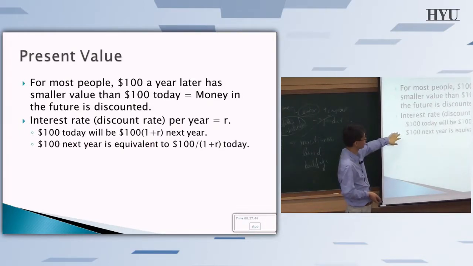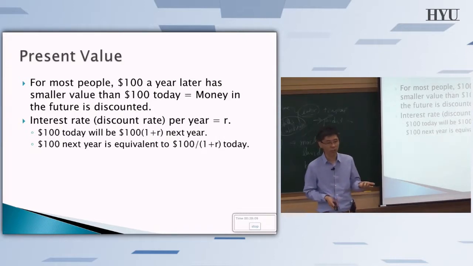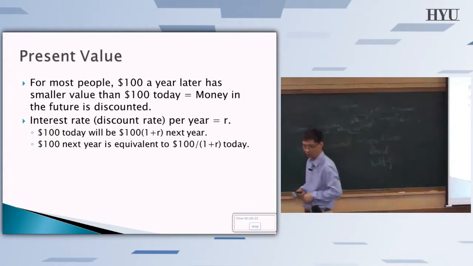So we can just flip it, and we can say that $100 next year is equivalent to $100 divided by 1 plus R, right? Because if you put $100 divided by 1 plus R into bank, and then 1 year later you will get exactly $100 after adding your interest. Okay? So if it's 5%, so $100 divided by 1.05 will give you $100 next year. And this one is basically discounting. So $100 next year is present value of $100 divided by 1 plus R.